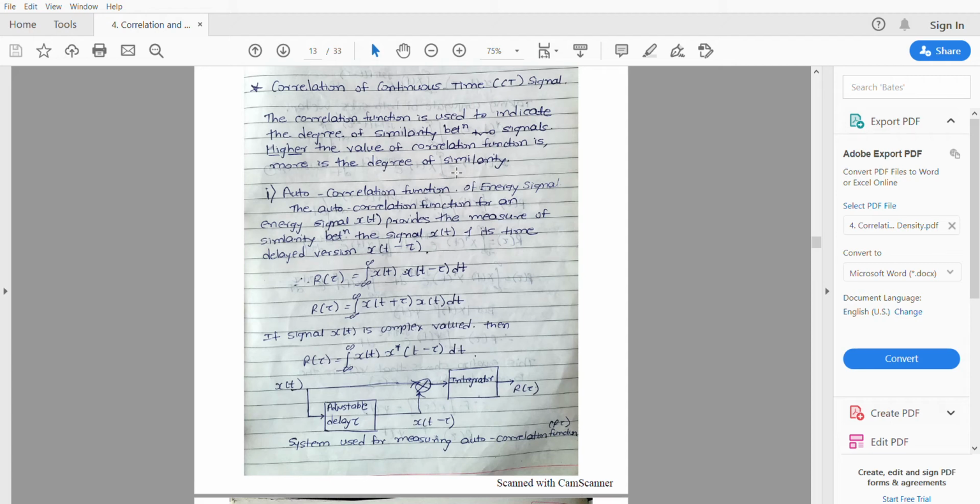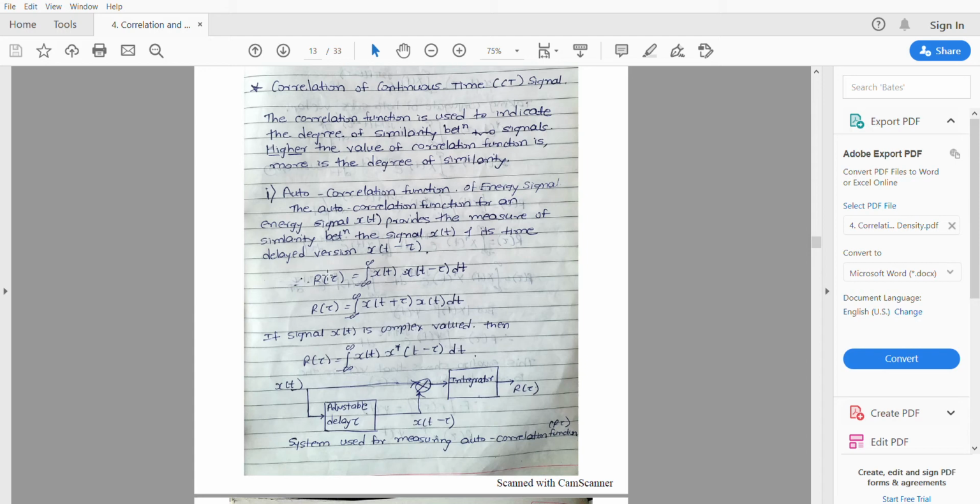Whereas the autocorrelation function provides the measure of similarity between the signal x of t and its time delayed version x of t minus tau. So dear students, here the correlation is used to measure the similarity between two different signals, whereas the autocorrelation function is used to measure the similarity between the signal and its own delayed signal. So first of all, we'll try to see what we mean by autocorrelation.